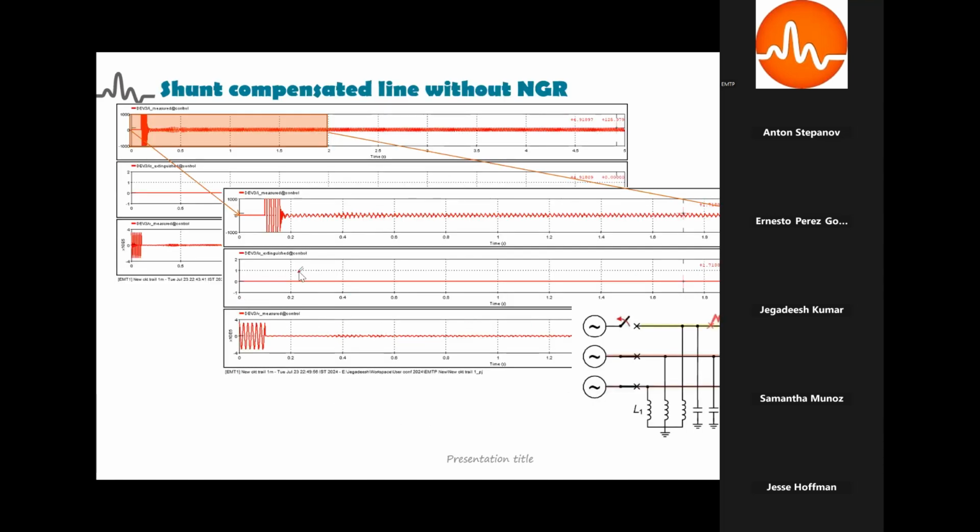So this is an example of single pole tripping of a compensated line without NGR. If you see this figure, you can see that the arc is not extinguished for a longer time. The first figure shows that even up to 5 seconds the arc is not extinguished. We can see the nonlinear arc here, and it's still not extinguished, so we will not be able to reclose until the arc is extinguished. This is because of the absence of the neutral grounding reactor.